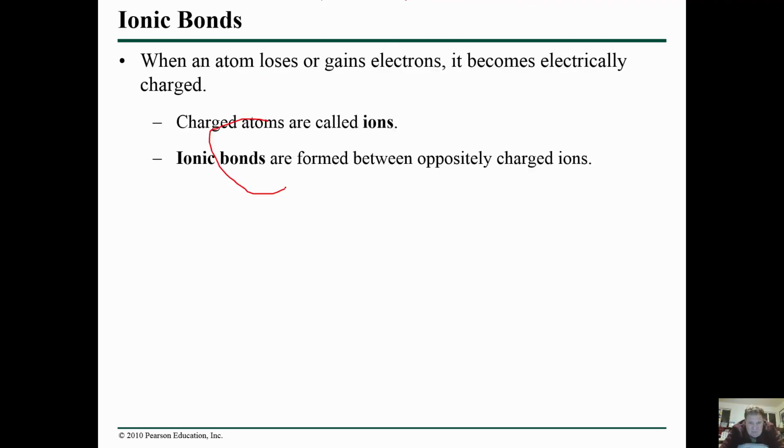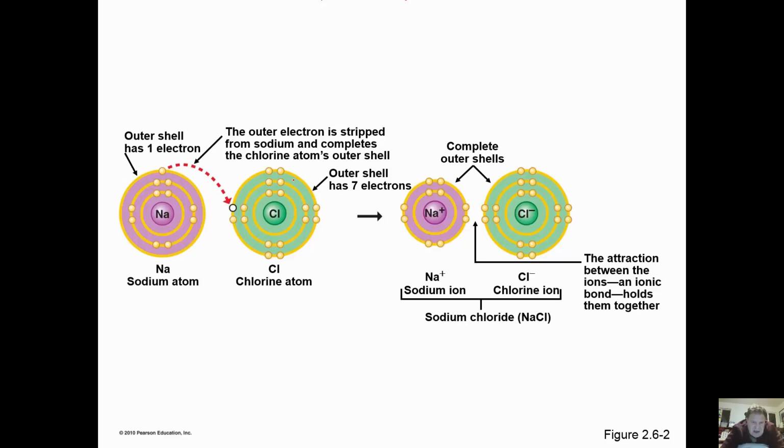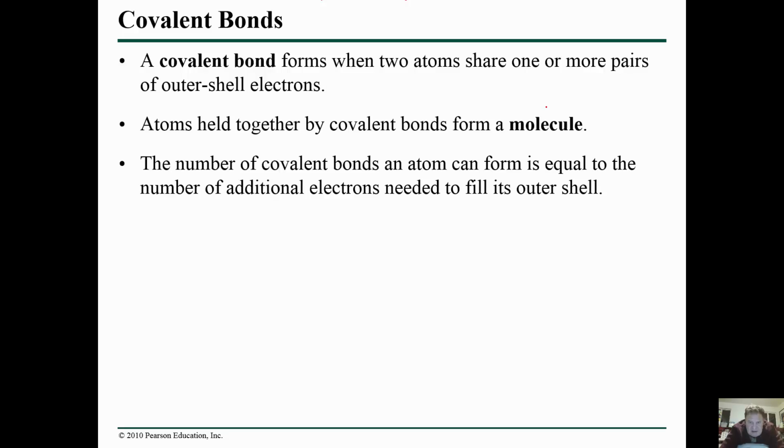Ionic bonds are formed by oppositely charged ions. Sodium chloride is an example of an ionic bond. The sodium tends to lose its electron and hence be positively charged. The chlorine tends to gain an electron and hence be negatively charged. There's a very strong attraction between the positively charged sodium and the negatively charged chlorine, so much so that you have to heat it up to thousands of degrees in order to separate these particular molecules.